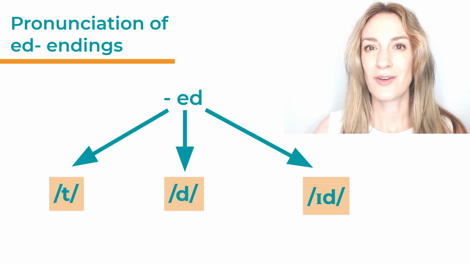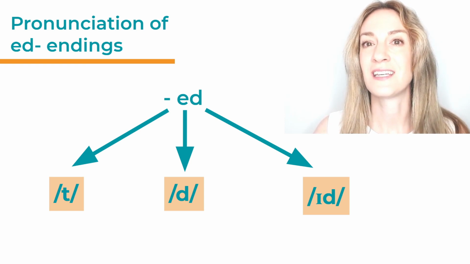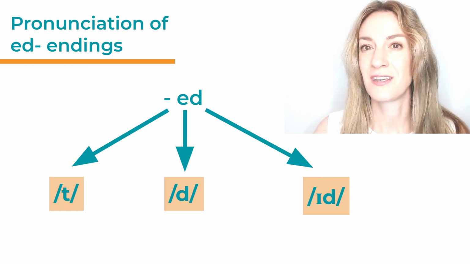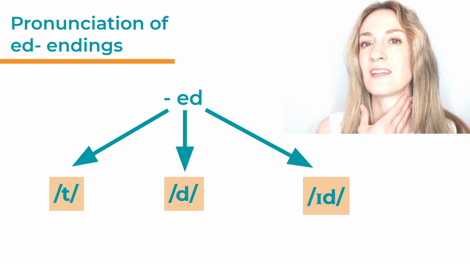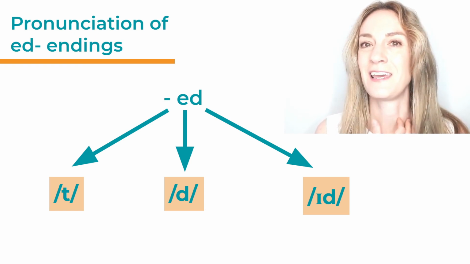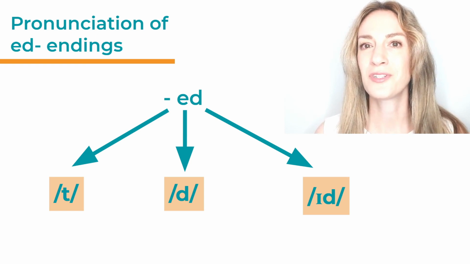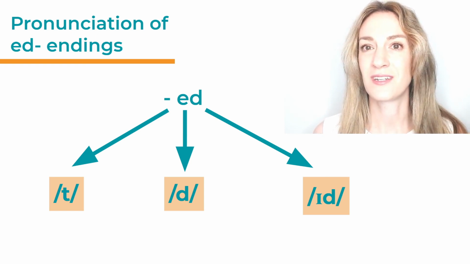The second option is d. D is a voiced consonant. Now you can do the check again. D, very clear vibration here from the vocal cords. This is a voiced consonant.